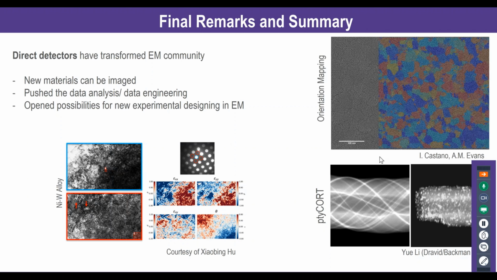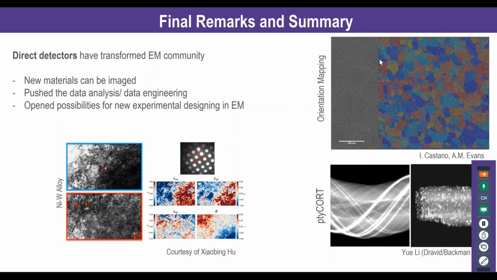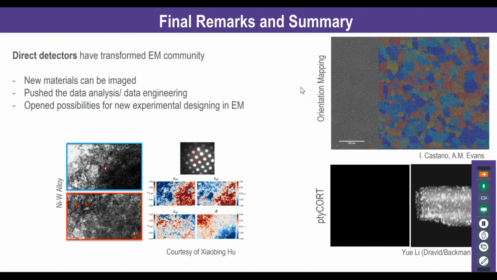I give you a quick example here on the top right. This is work also from Northwestern, where you can map polymer films and draw an orientation mapping with high resolution TEM at low dose. Other examples here in the hard materials: this is the nickel tungsten alloy from Xiaobing. You can use that to make strain maps, for example, and also open new possibilities for new experimental designs in microscopy.